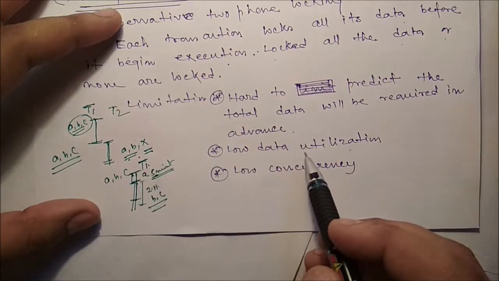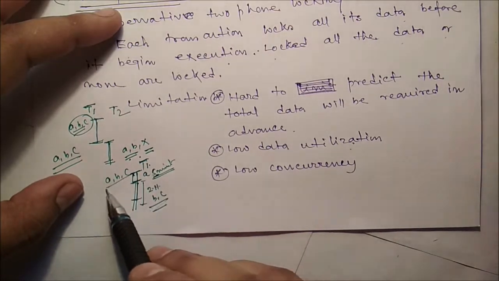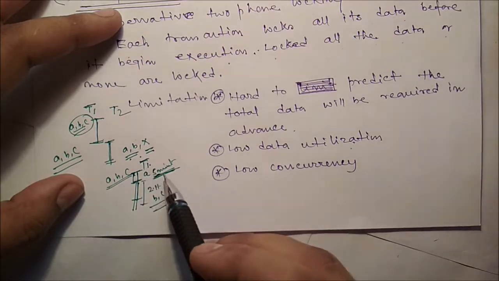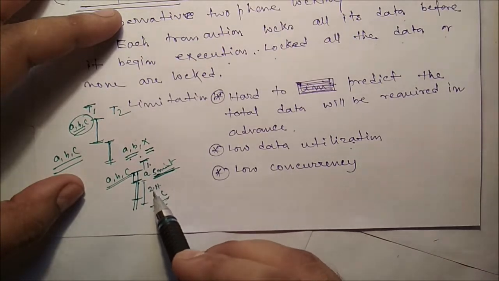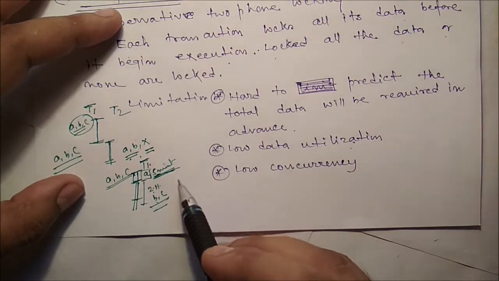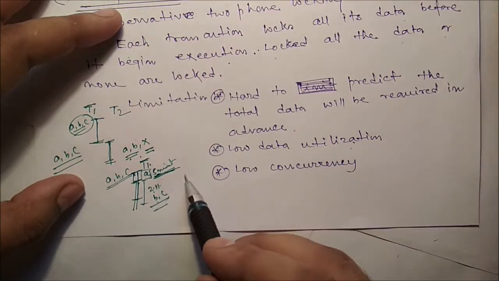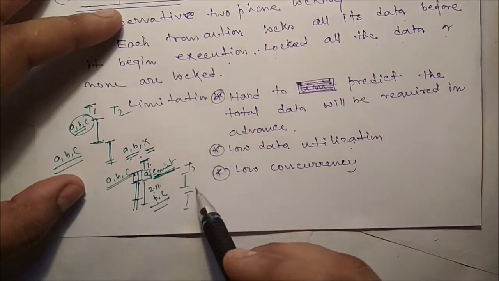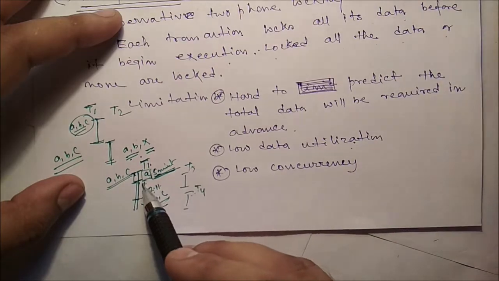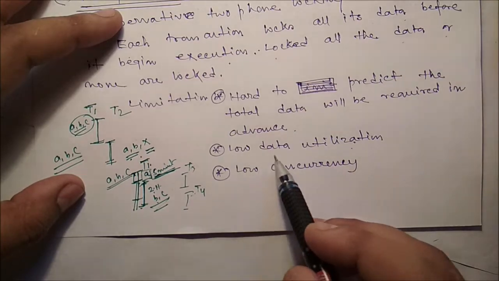Second is low data utilization. That means, for example, transaction T1 needs the variables A, B, C, but A is used for only 5 minutes in T1, and B and C are used for say 2 hours. So T1 unnecessarily locks the variable A. No other transaction can start because of this A variable. For example, T3 and T4 need variable A, so T3 and T4 must wait a further 2 hours because A is not free. That is what is called low data utilization.